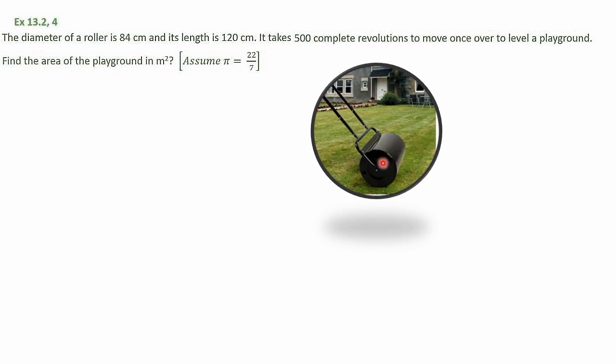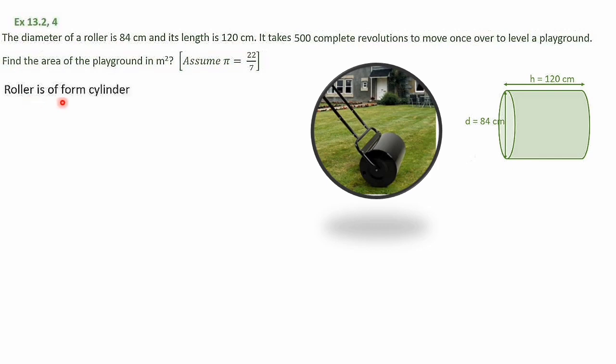Here, when we draw only this portion, the diagram looks like this. The roller portion, height is 120 centimeter and the diameter is 84 centimeter. This is the shape of a cylinder. And here, roller is of form cylinder, and radius we can calculate, diameter by 2, 84 by 2 is 42 centimeter. And area of the roller is equal to curved surface area of cylinder. Here how much area it is rolled in one time, in the sense that is equal to the curved surface area of this cylinder, because this curved portion only it is rolling over the ground.